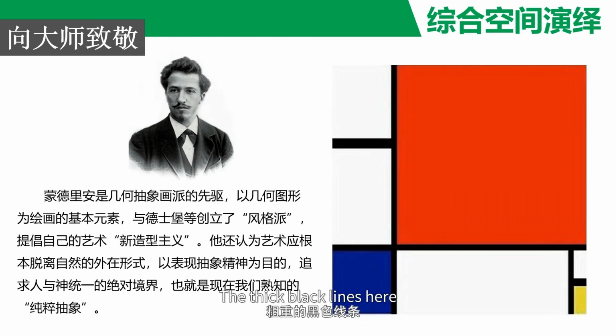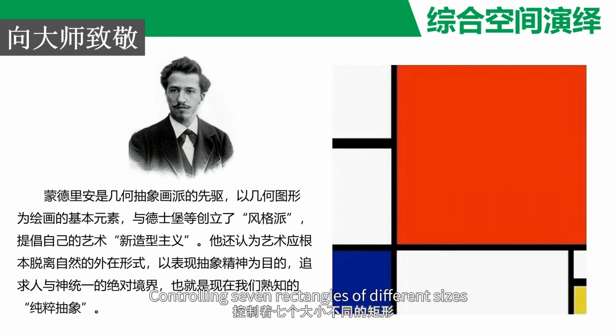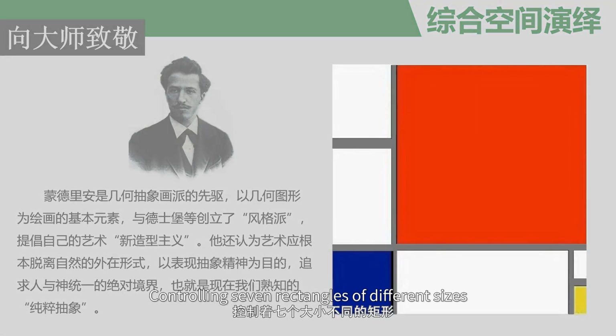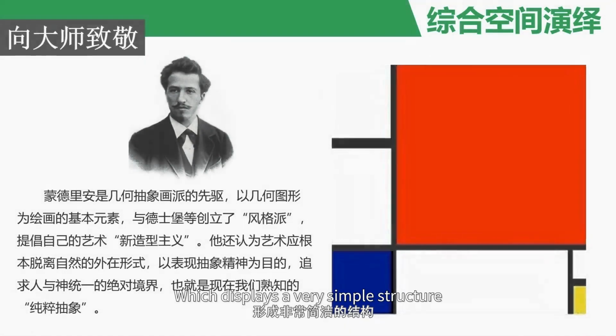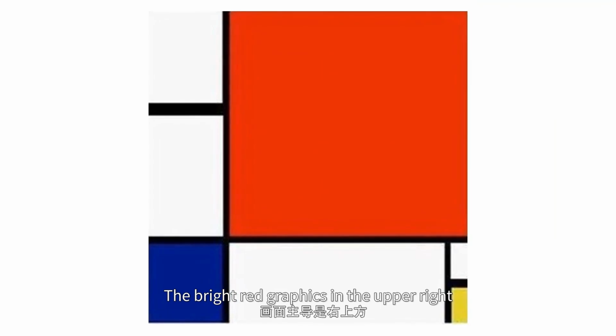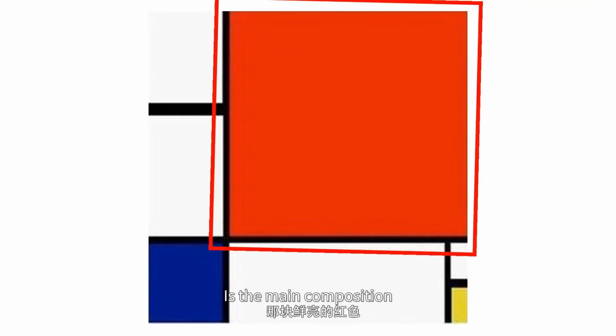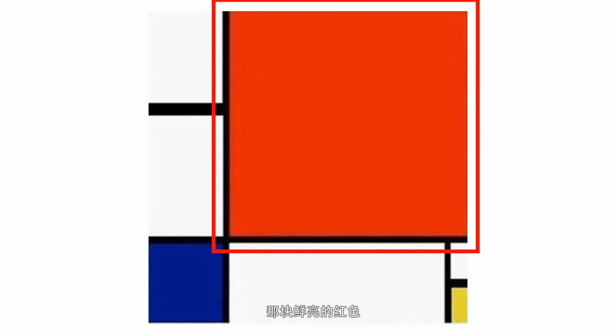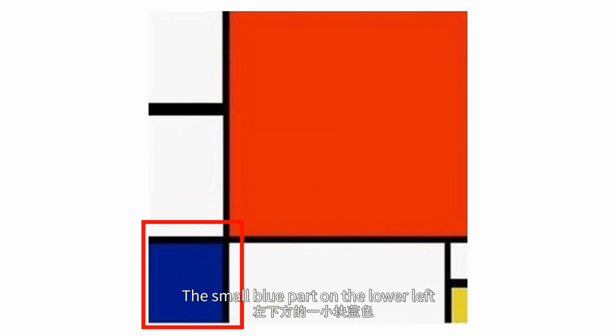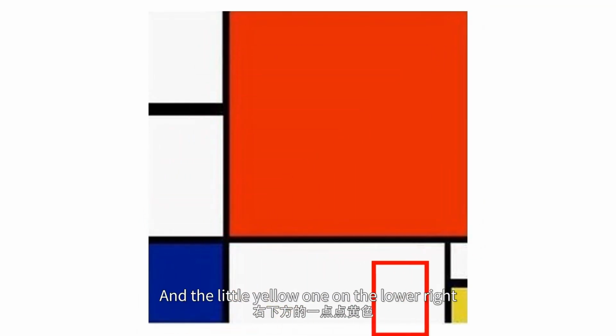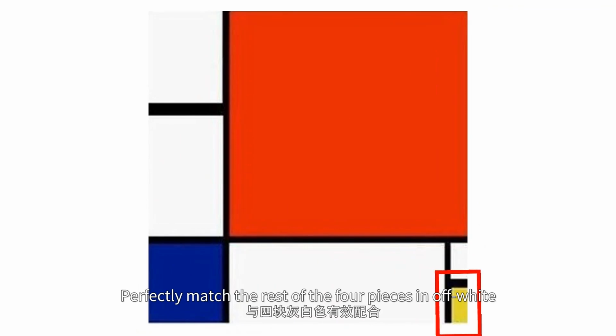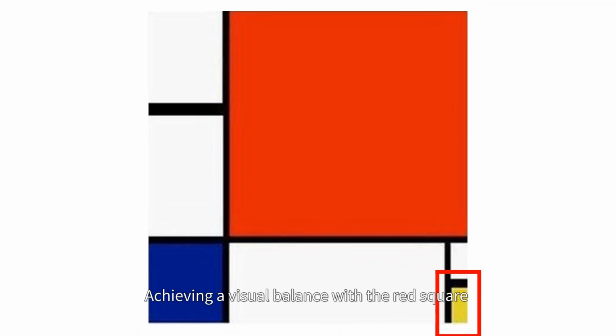We can see the thick black lines here, controlling 7 rectangles of different sides, which displays a very simple structure. The bright red graphics in the upper right is the main composition, with large area and highly saturated color. The small blue part on the lower left and the little yellow one on the lower right perfectly match the rest of the 4 pieces in off-white, achieving a visual balance with the red square.